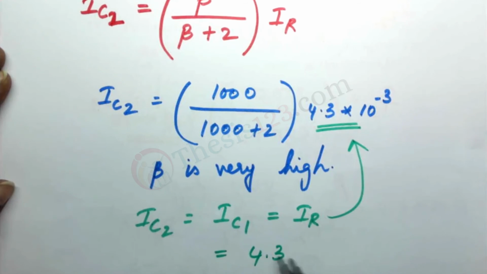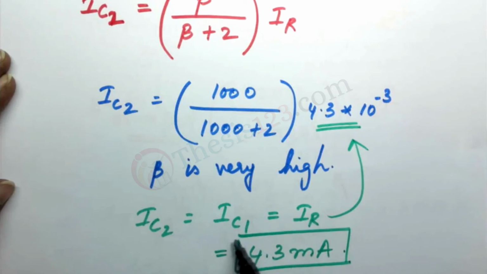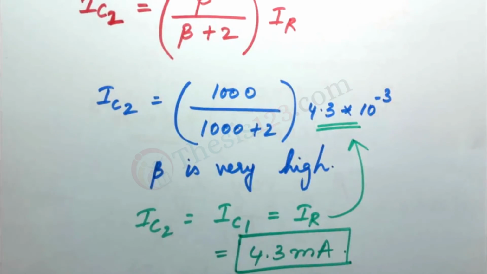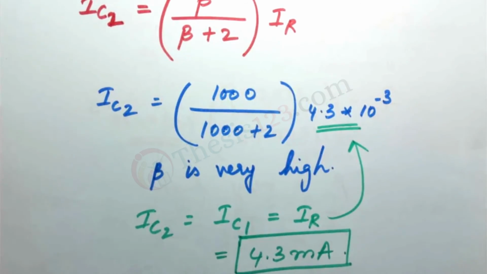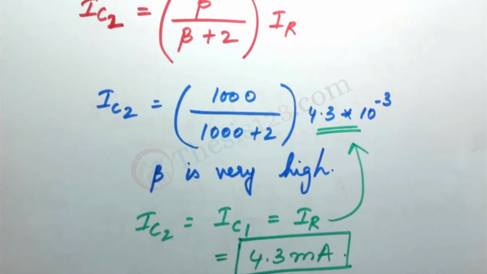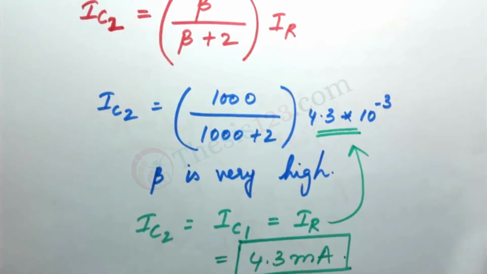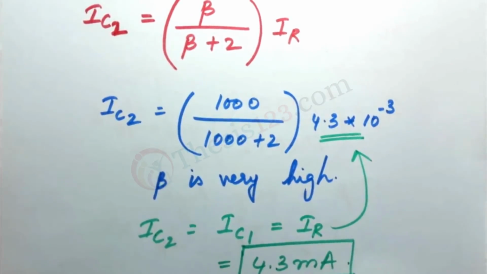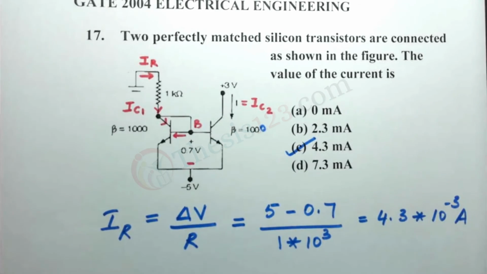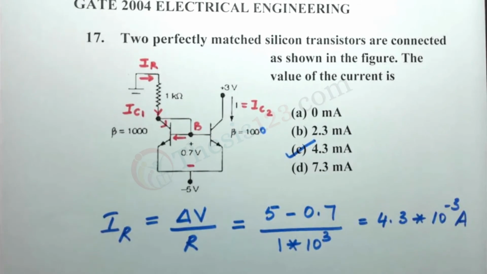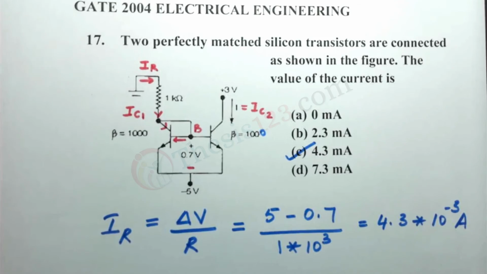Now the key over here is to note the value of beta. Because the value of beta is really high, the current of the collectors of both transistors will be equal to the current that is passing through the resistance. So in this case it is 4.3 milliamps, and that matches option C. Well, this is the entire solution, and I hope it has helped.